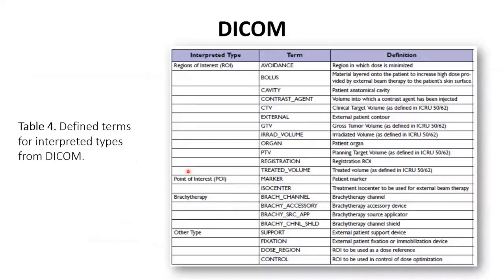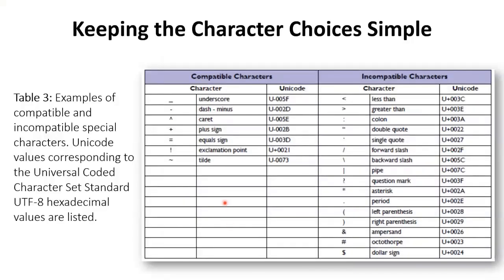And this is the table for the DICOM. Let's say for the avoidance structures, they have some codes: bolus, cavity, contrast agent, CTV, external, GTV, and so on. And this is the character coding that's used in DICOM: underscore, hash, caret, plus sign, equal sign, and so on. And these are incompatible characters. So in some systems, if you use these, the system will crash. It will not work.